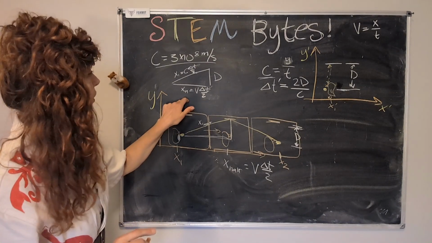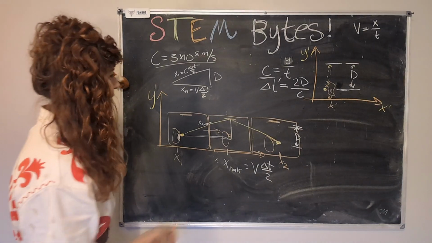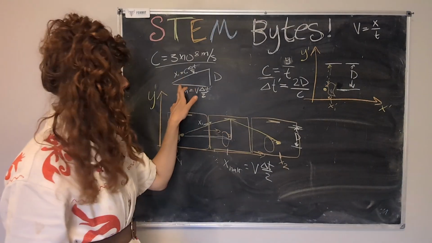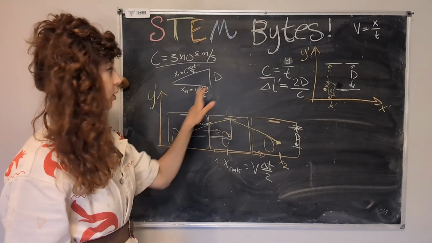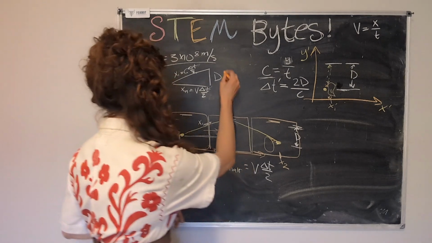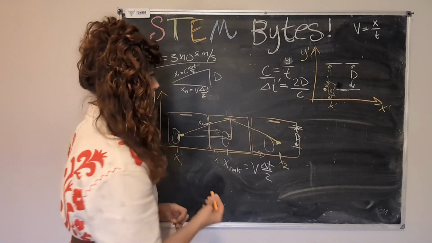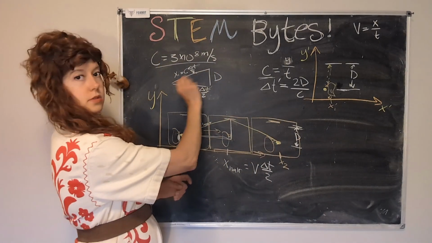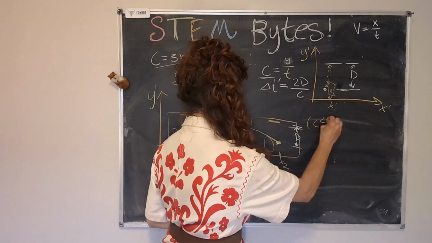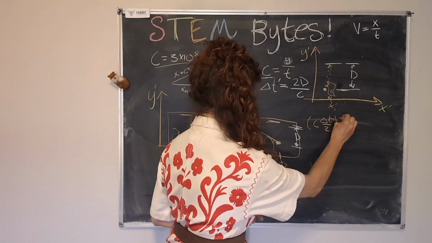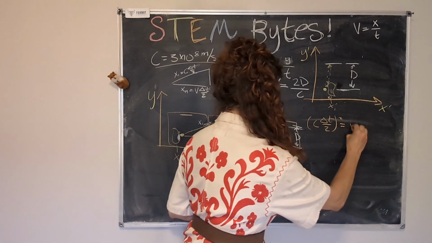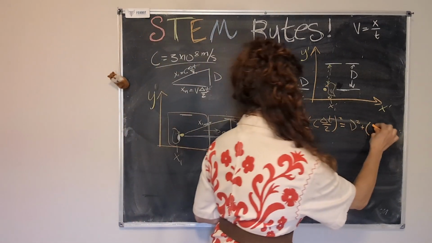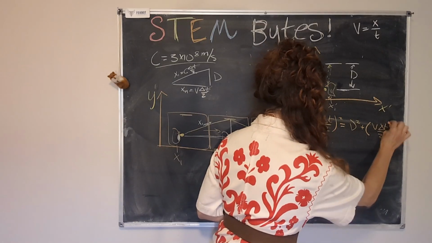So bear with me. We're going to use some triangles to help us out. The hypotenuse: a squared equals b squared plus c squared, where a is the hypotenuse. I'm running out of space here, so we'll do it over here. The hypotenuse is going to be c delta t over 2 squared, equals d squared plus the two sides squared. So this is going to be v delta t over 2 squared.